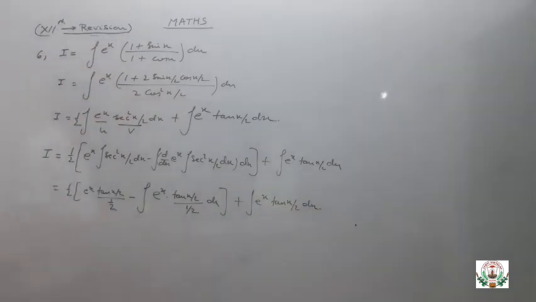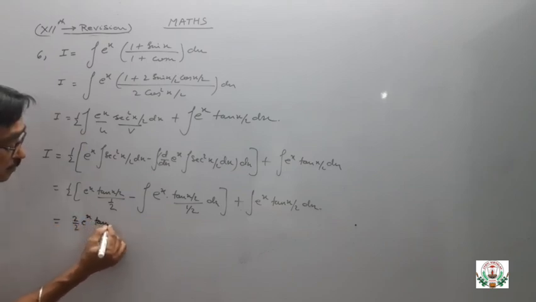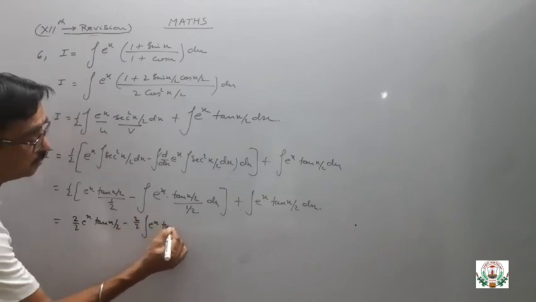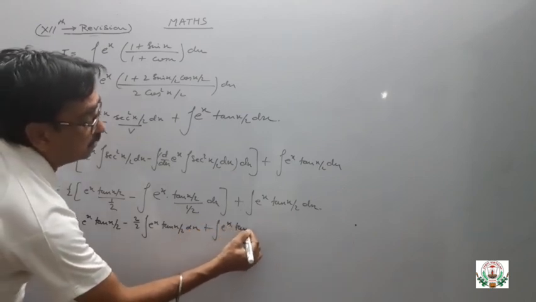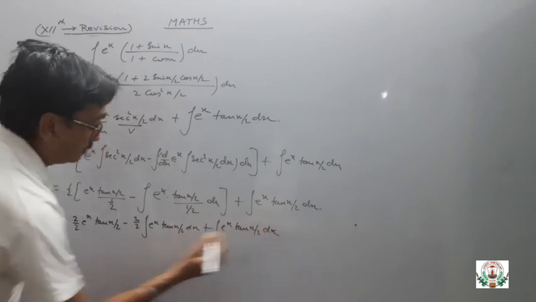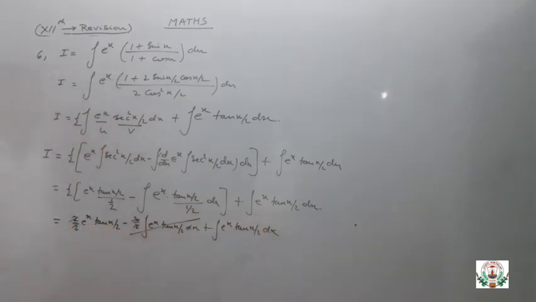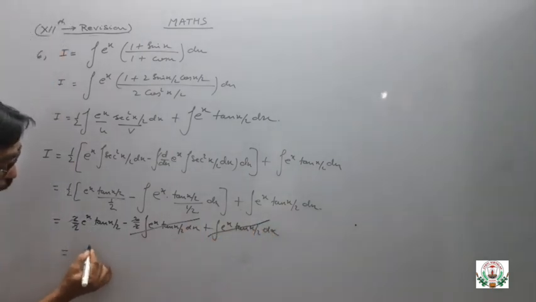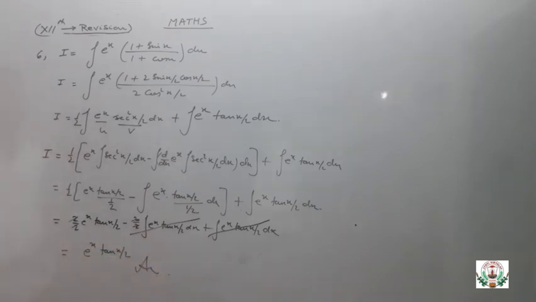Okay, now comes opening the bracket. 2 and 2 will be cancelled out. 2/2 e^x tan(x/2) minus 2/2 integration e^x tan(x/2) dx plus integration e^x tan(x/2) dx. So this 2 and this 2 cancel. This integration with the minus sign and this positive sign cancel out, and at last we are left with our answer: e^x tan(x/2) is our answer.